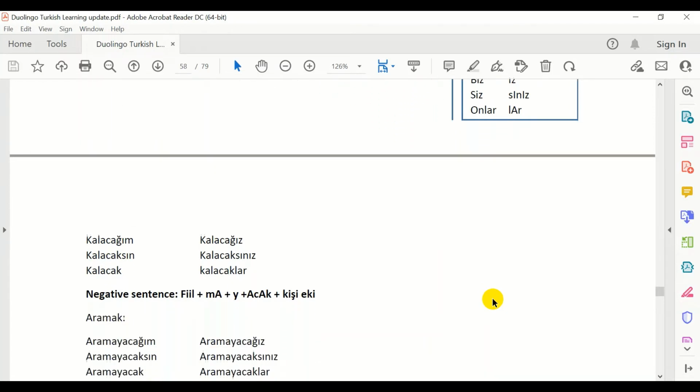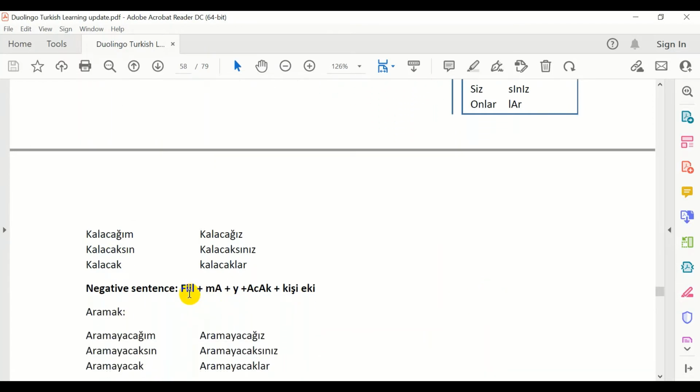And for the negative sentence, you have fiil or verb plus ma or me plus tense suffix plus kişi eki.